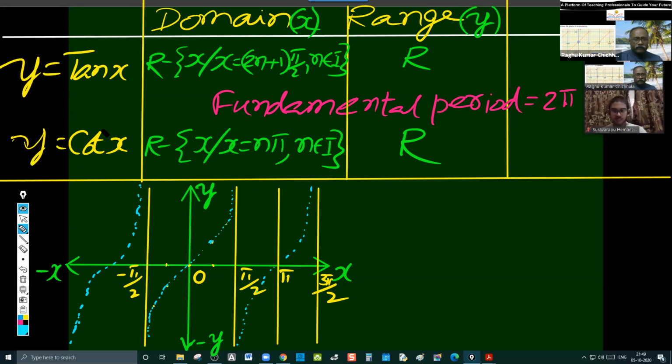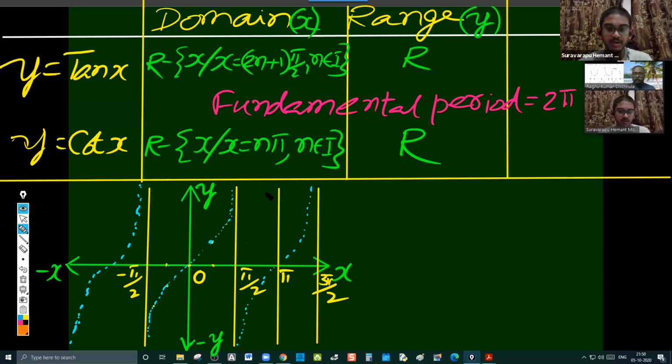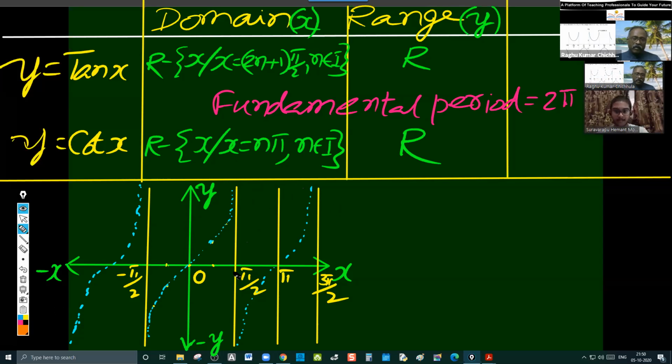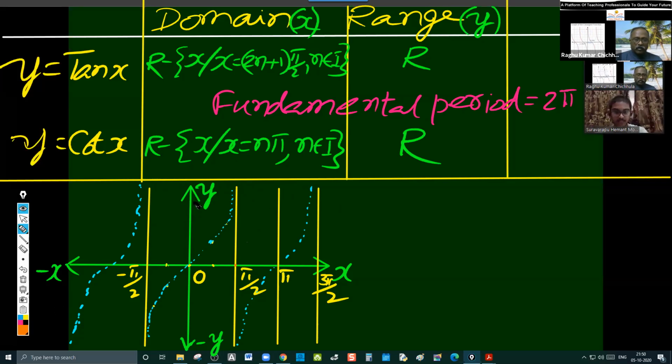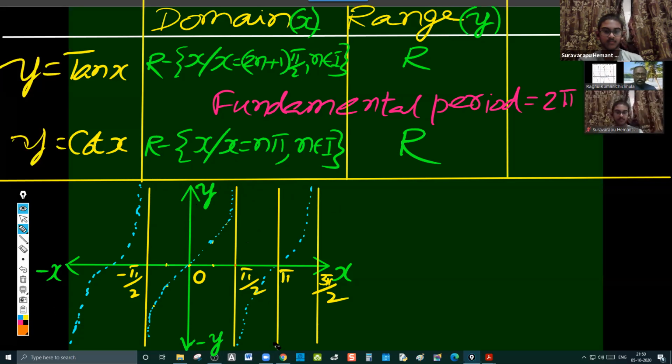Now let us see what happens to cot in this case. Let us check that. Now tell me, what is cot 0? Cot 0 is 1. I mean, undefined. Undefined. What is cot pi by 2? Cot pi by 2 is 0. 0, sir. You're right. So, similarly, cot pi is undefined.